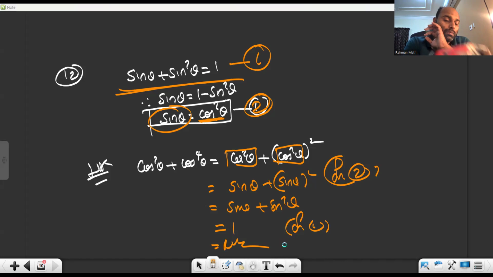How does sine theta plus sine square theta become 1? You read the question. What is given in the first line of the question? Adesh, what is given in the first line? Okay, clear. I got it. Sine theta plus sine square theta is already given as 1. That is what we replaced. Next, question number 11th one.